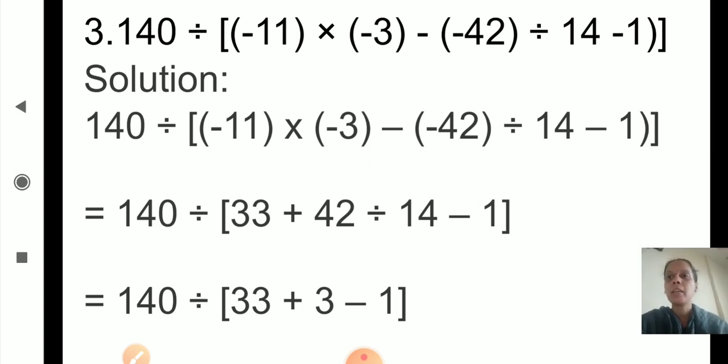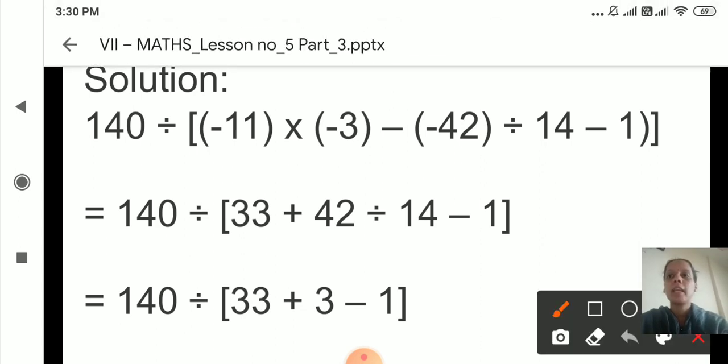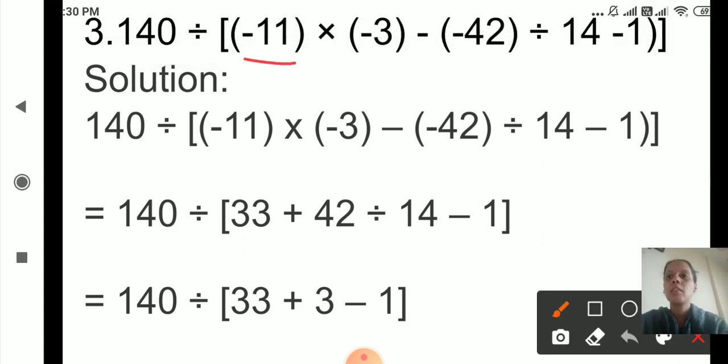140 divided by, in bracket as you can see here, in the bracket minus 11 multiply by minus 3, in between minus sign, again in bracket minus 42 divided by 14 minus 1. Now we will solve this. So as we have seen the rules, first we will solve the bracket.